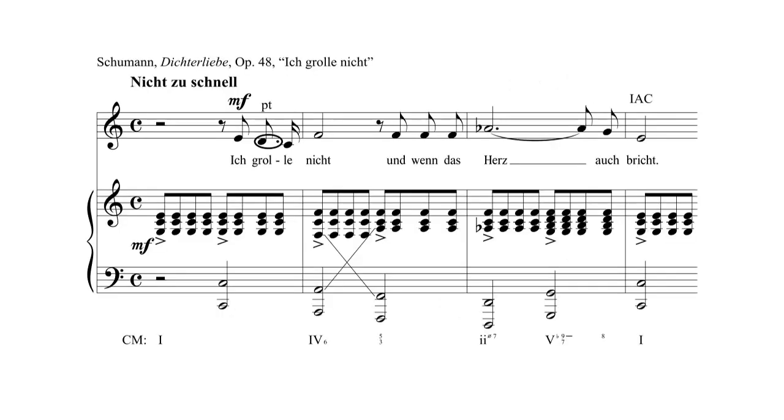In this lied by Robert Schumann, the ii half diminished 7 chord is borrowed from the parallel minor. It has a flat 6 scale degree, which is striking in major keys. The root of the ii half diminished 7 chord is in the key.